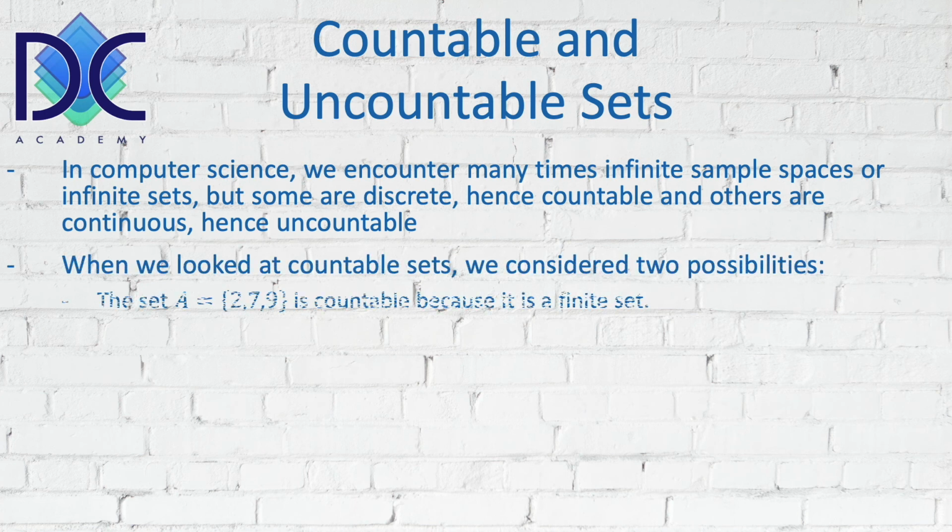When we looked at countable sets, we considered two possibilities. We have a finite set, like here the set A, which contains the elements 2, 7, and 9. And of course, this set is countable because it is a finite set. We can say there is a set and I can link each number to a natural number. But there are only 3, so it's basically clear that I can count them.